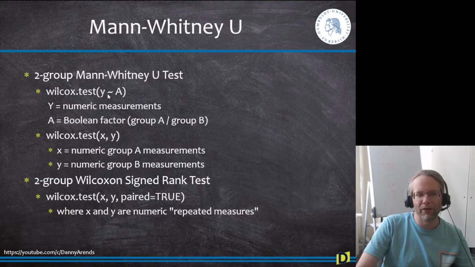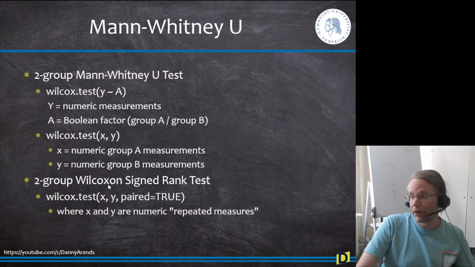Right, so you can write it down if you have. So you can write it down in the formula way, right? So you have your measurements. So numeric measurements being 15, 17, 13, 106, and then here you have A, and A is your Boolean factor. So which is true or it's false. So false means that you're in group A. True means that you're in group B. You can also just split your values, so your numeric measurements, into two groups, right? So you can say X is the individuals that were in group A, and Y are the individuals which are in group B. So you can use the formula specification, but you can also just throw in two vectors of values. Vector X is the A group, vector Y is the B group.